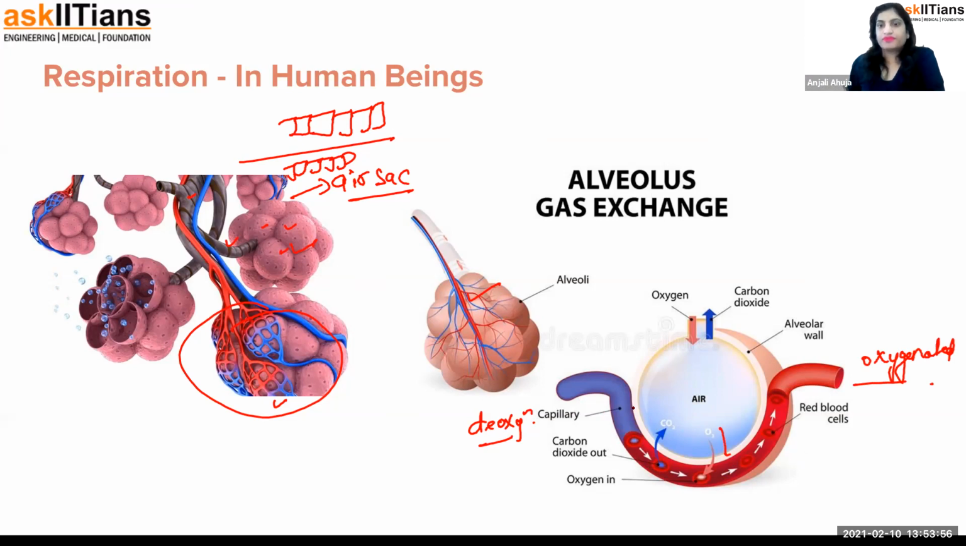Now CO2 and O2 are exchanged across the air sac because of differences in partial pressure, by diffusion. From high partial pressure to low partial pressure, each gas moves according to its individual partial pressure. Simply by diffusion, CO2 comes out and we breathe it out, and oxygen goes inside.